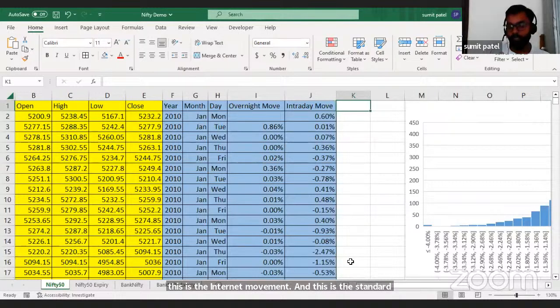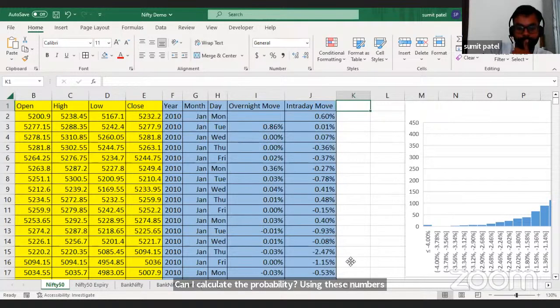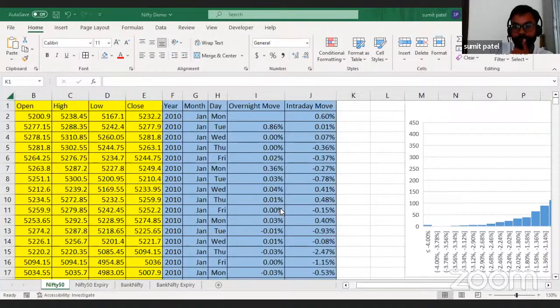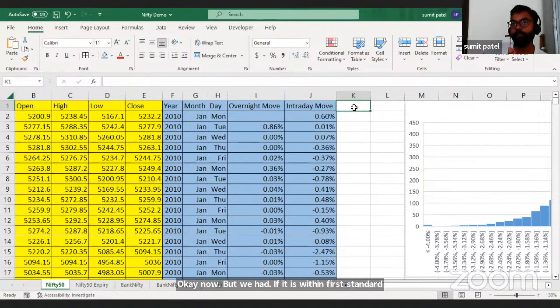Okay, now what do we need next? What do you want? Can I calculate the probability using these numbers? Got it. Now, we had, if it is within first standard deviation, it is 68.2%. If it is within second standard deviation, 95.4. Within 3, 99.7. Now, what if the standard deviation is 1.135? What is the probability then? We don't know, right?